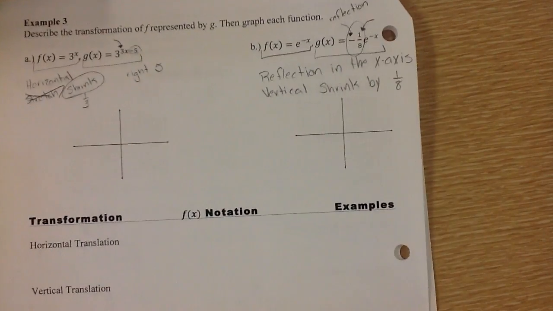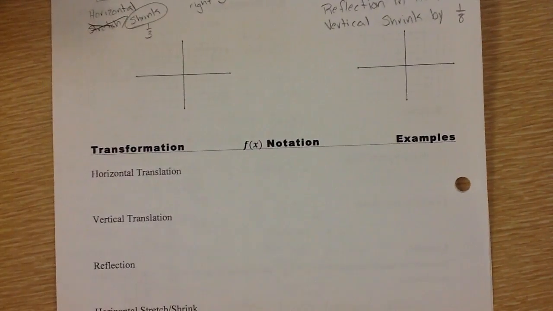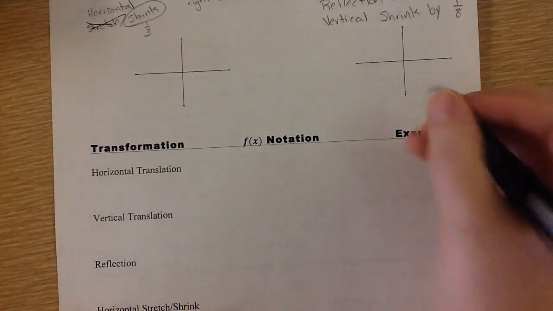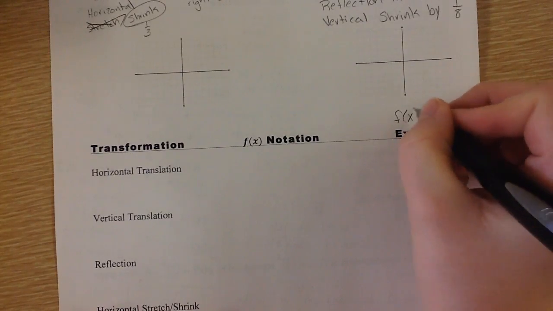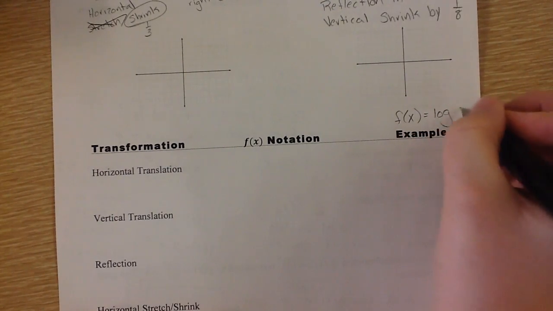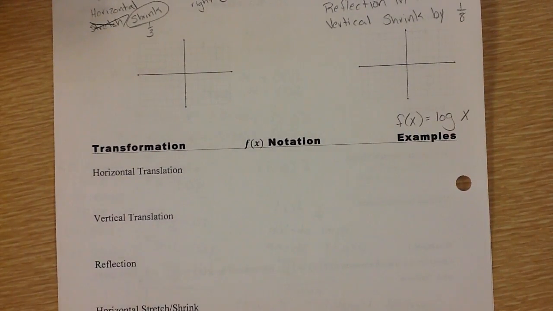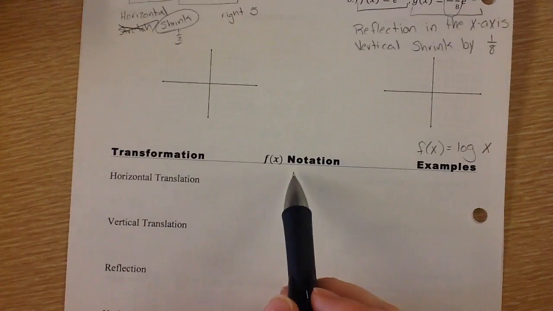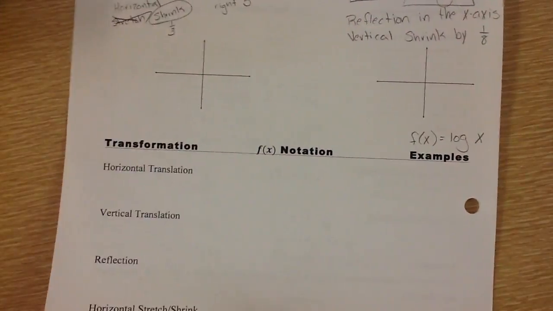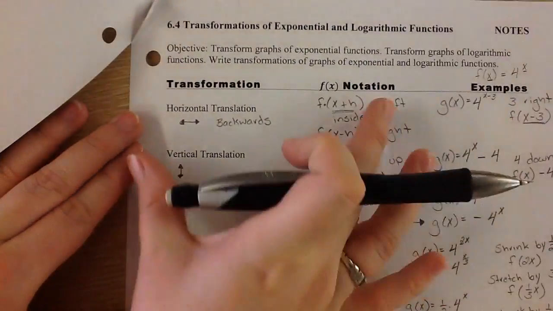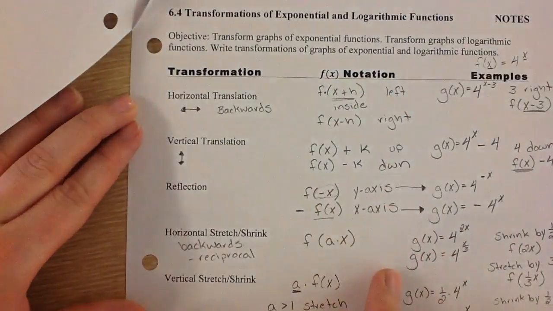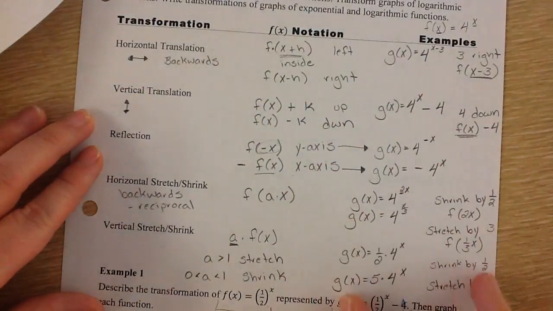The rules are the exact same. Really what's going to change is our parent function. We're going to go ahead and use a log parent function. My function f of x equals, we'll go log base 10 of x. So log base 10 of x. So the horizontal translation and the f of x notation is exactly the same as here. So I'm not going to write those down. What I'm going to change instead is what the examples look like.